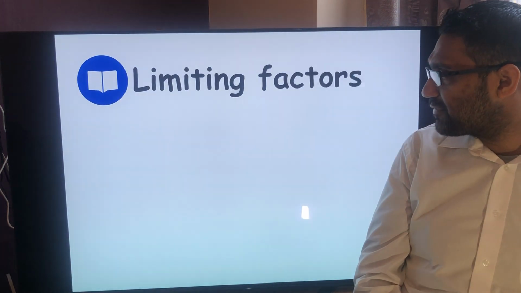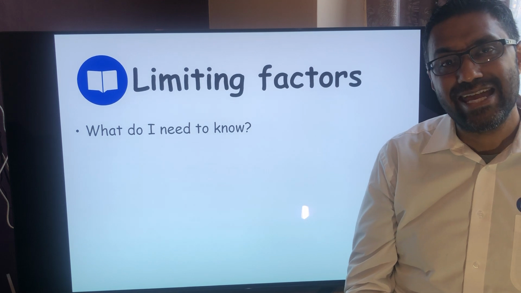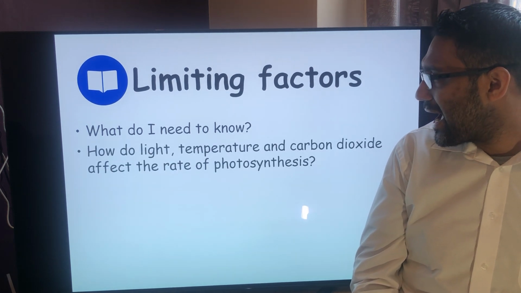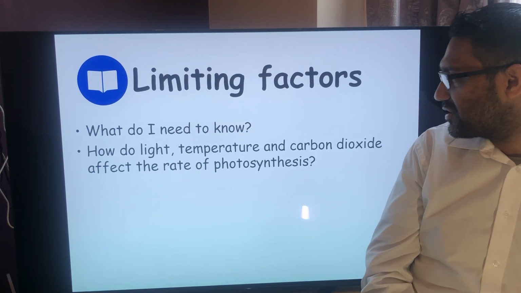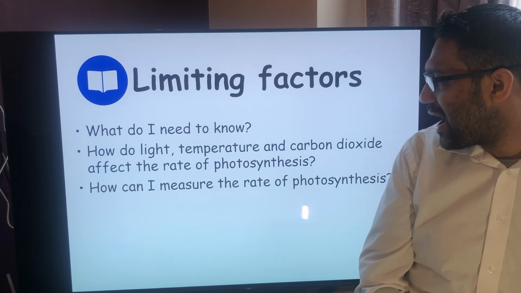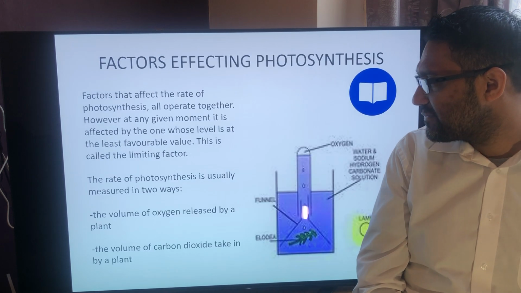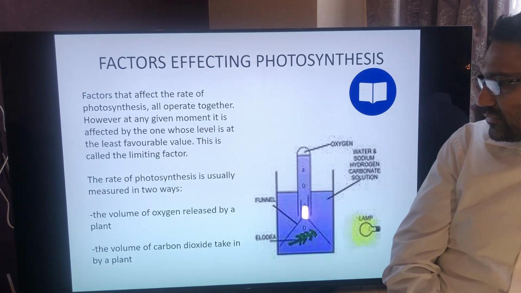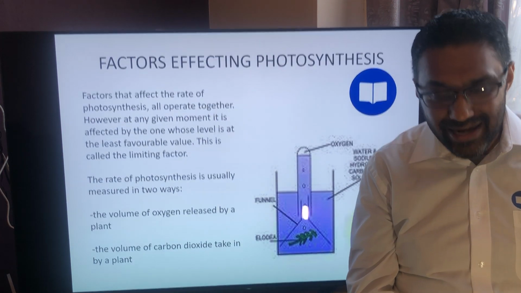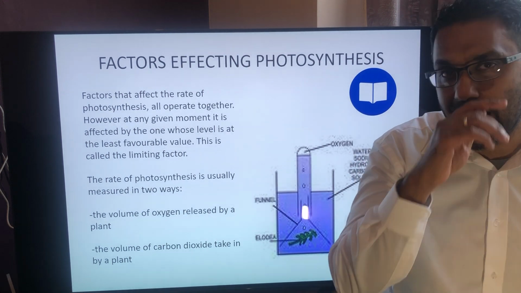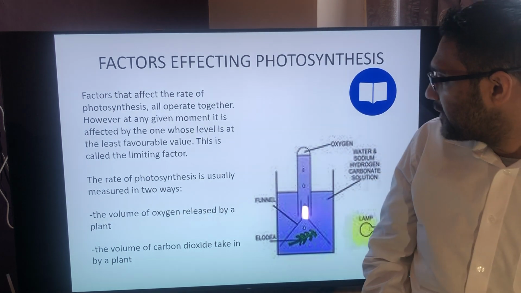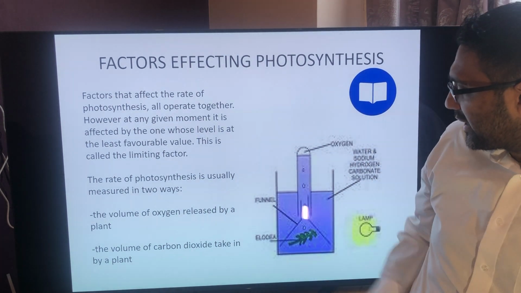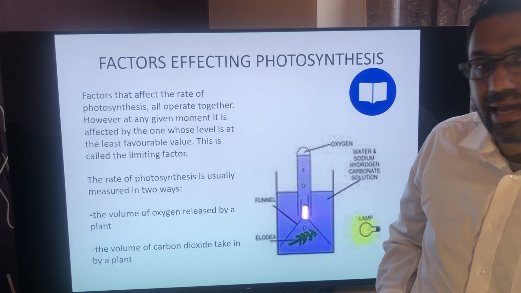So we're going to be focusing on those first 3 abiotic factors. How do light, temperature and carbon dioxide affect the rate of photosynthesis? How can I measure the rate of photosynthesis? Is what you need to know. So it is actually the required practical in GCSE and A-level biology. This is like a basic model of it. You've got a beaker, you put some pondweed in there like Elodea.